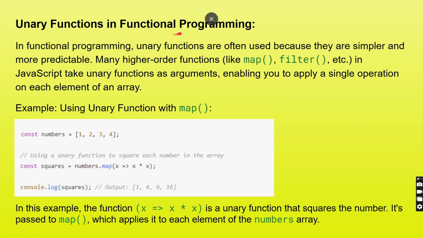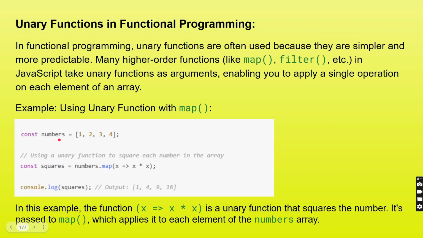Unary functions in functional programming. In functional programming, unary functions are often used because they are simpler and more predictable. Many higher-order functions like map, filter, etc. in JavaScript take unary functions as an argument, enabling you to apply a single operation on each element of an array. Example of a unary function with map.